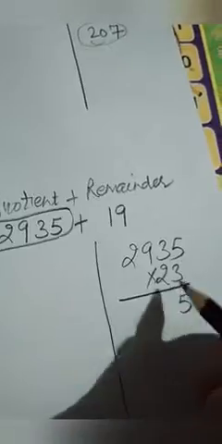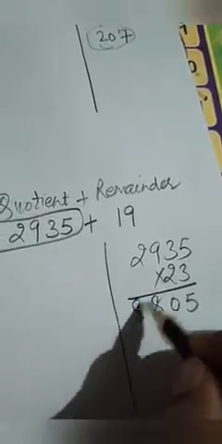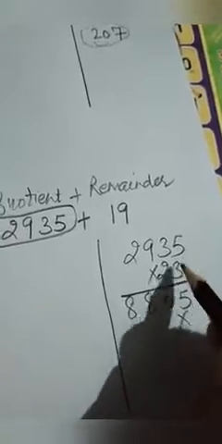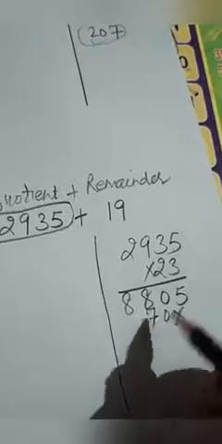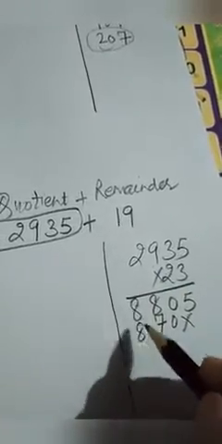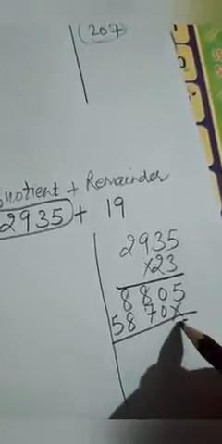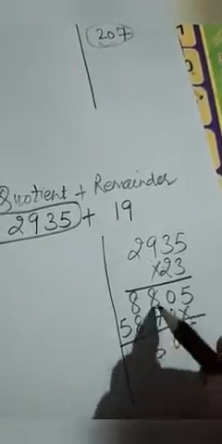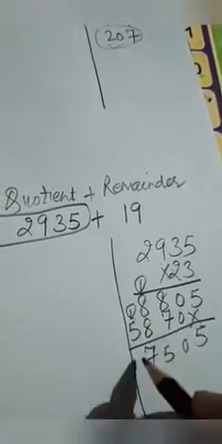3 5s are 15, 1 carry, 10, again 1 carry, 28, 2, 8. Now here 2 5s the 10, 1 carry, 3 to the 6 and 1 7, 2 9s the 18, 1 carry, 2 2s the 4 and 1 5. So here we got 5, here 8 and 7 15, 1 carry, 17, 1 again carry.